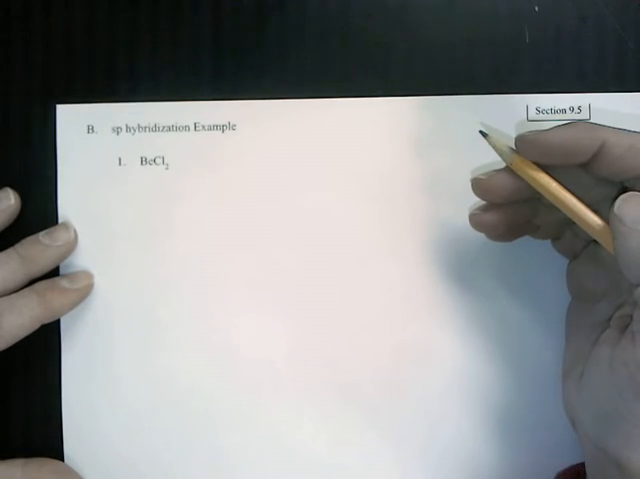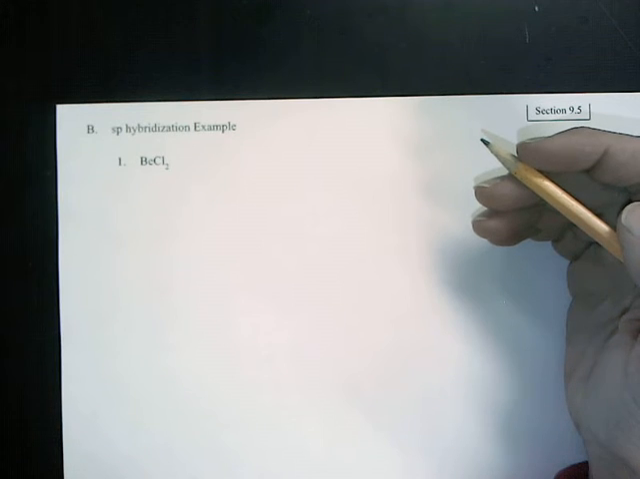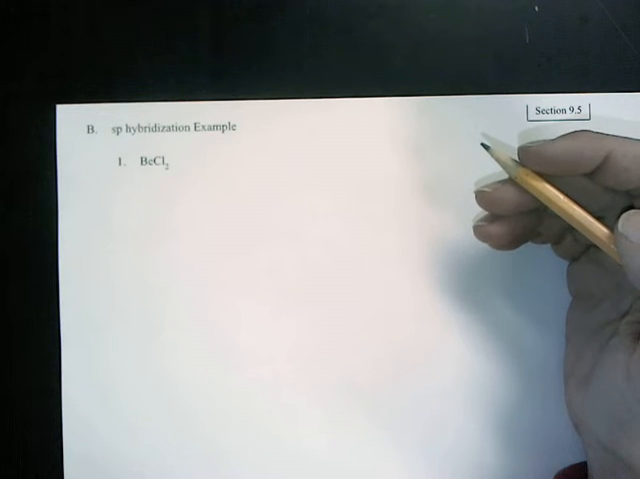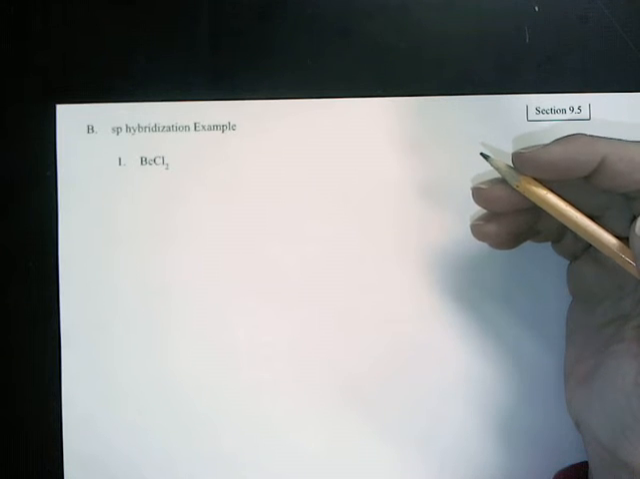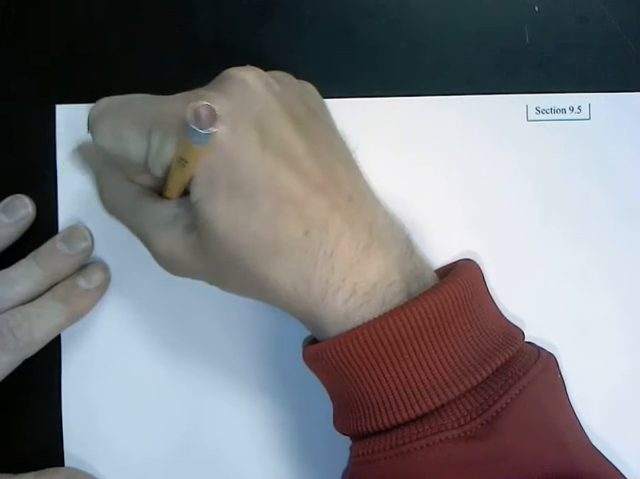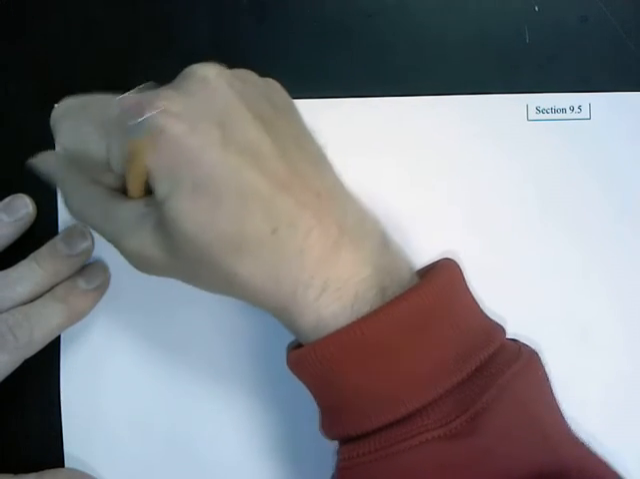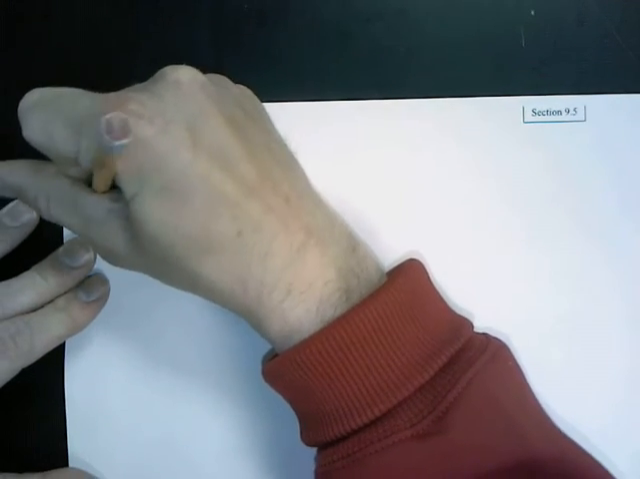So I'm going to start out here with our BeCl2. I know it's kind of an odd one to think about because Be we traditionally think of as a metal. It is in group 2. But it does help us explain our hybridization here. What we start with is our central atom, and we draw our Lewis structure. Okay, so BeCl2 would look like this.